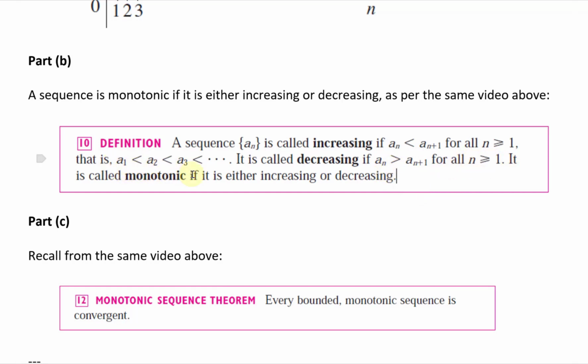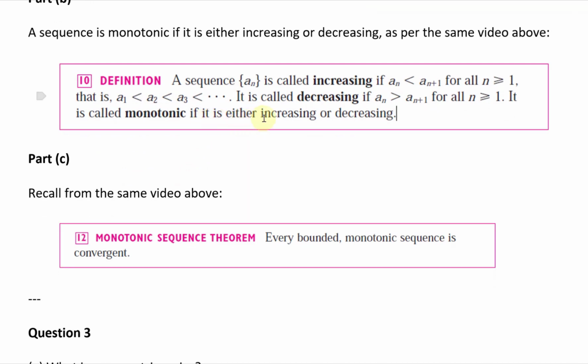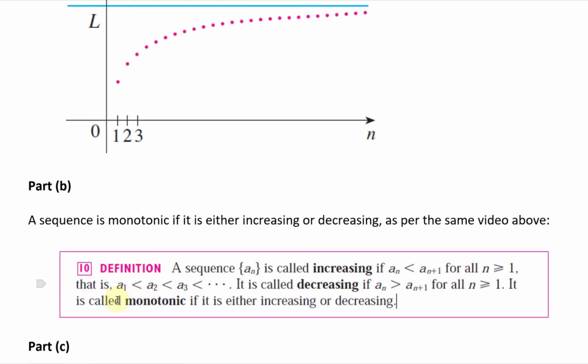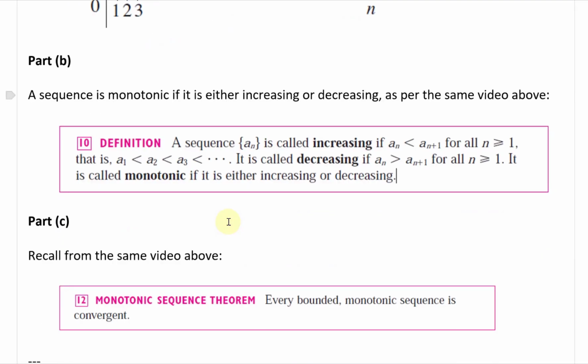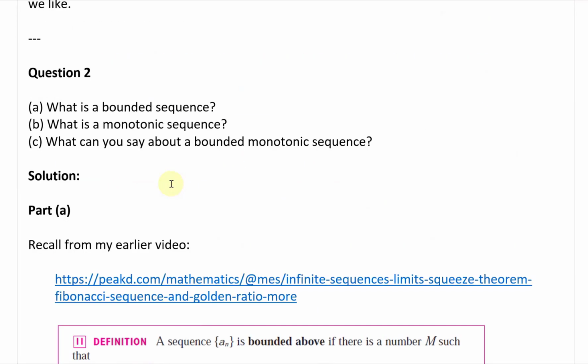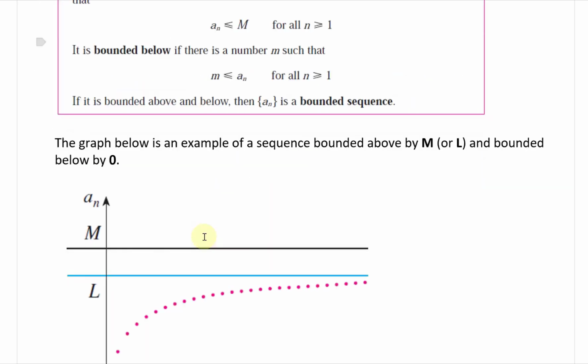It is called monotonic if it is either increasing or decreasing. So yes, monotonic is just going one way, mono. So mono for one direction, one way. It's either increasing or decreasing. So part A is bounded, B is monotonic, and now C is, what can you say about a bounded monotonic sequence?